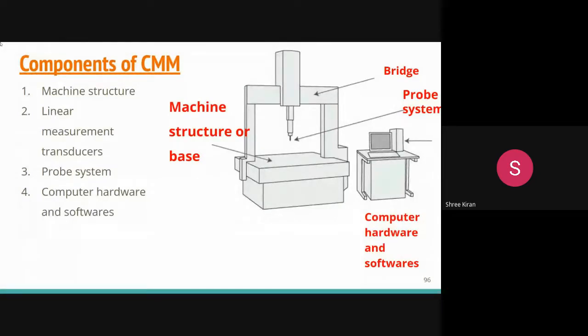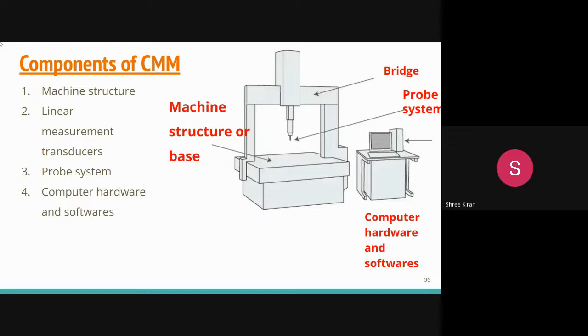It's the main system which helps in gathering the data of the instrument. What happens in the probing system is that it is the sensory part of the coordinate measuring machine, responsible for gathering data from the workpiece.